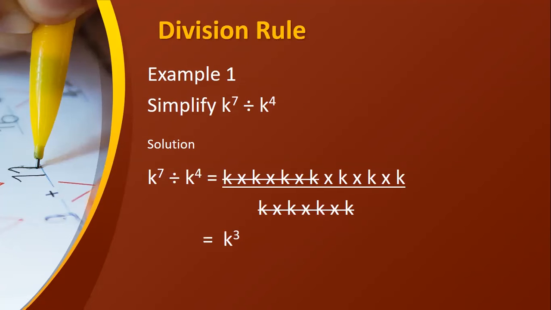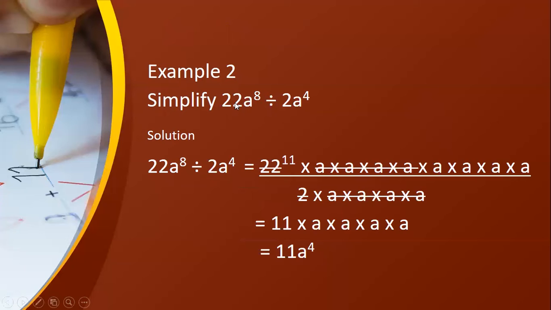If you look at the first question, the coefficients of the given terms are 1. So we have like 1 k raised power 7 divided by 1 k raised power 4, and we know that 1 divided by 1 will give us 1. In a situation where you have coefficients, the first thing you will need to do is to carry out normal division on the coefficients while you apply the division rule on the indices. This is what I mean.